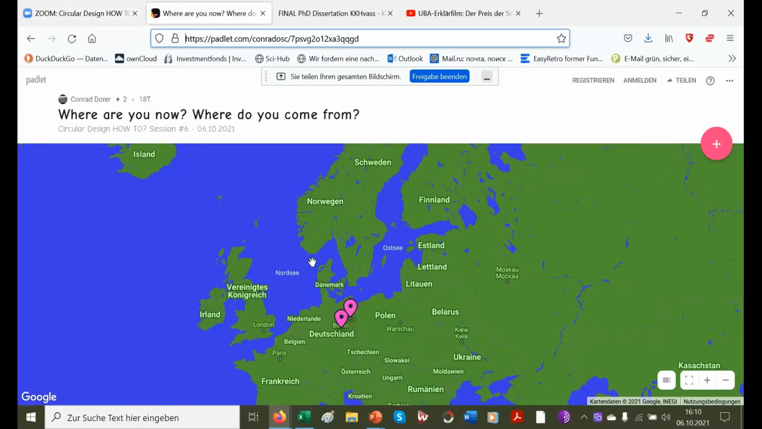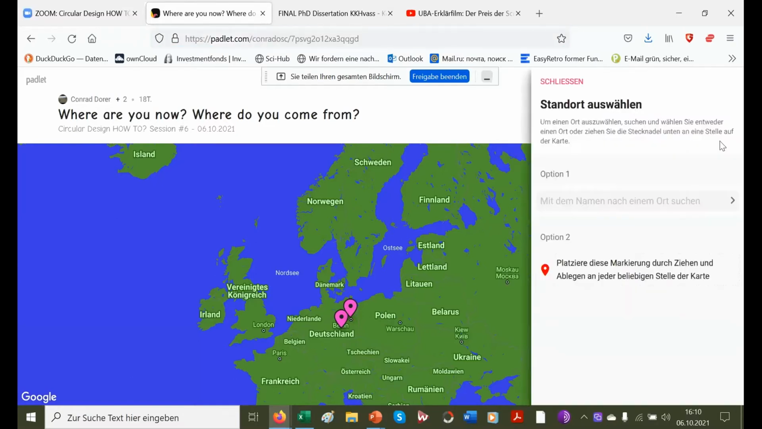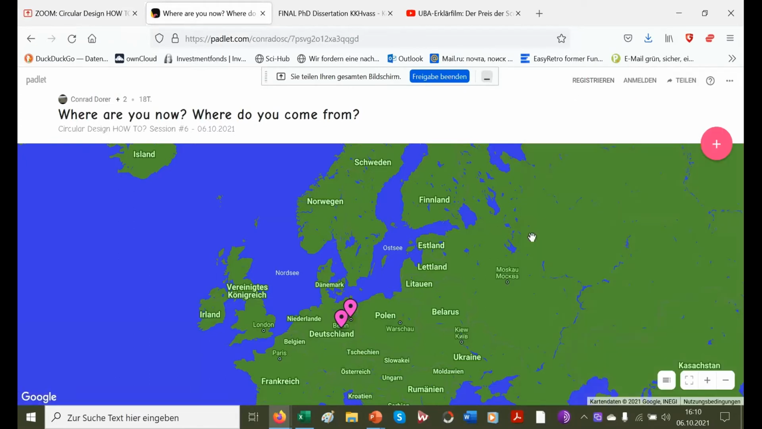This kind of Padlet. Where are you now? Where do you come from? So we are really interested, where are you based right now? And you see on the right side this red circle, and there you can shortly write inside where your place is, where you are, and we will see in the map where you are based. Yeah, please do so in the next minutes.